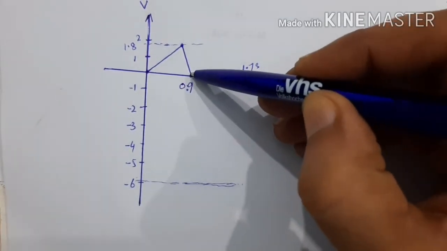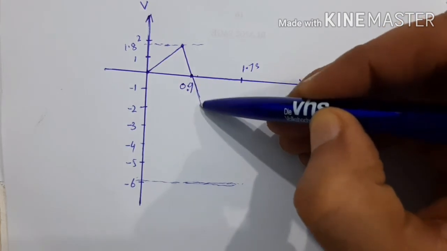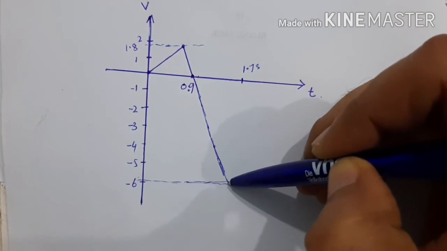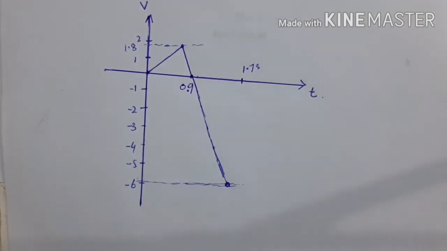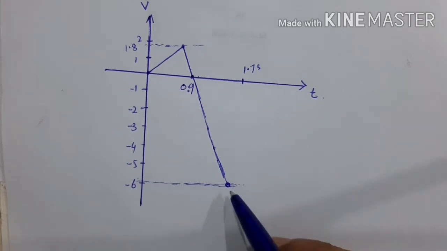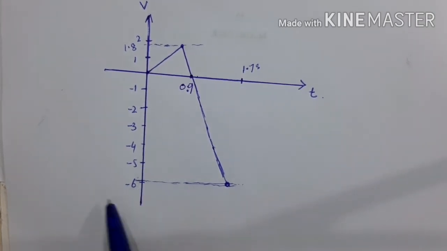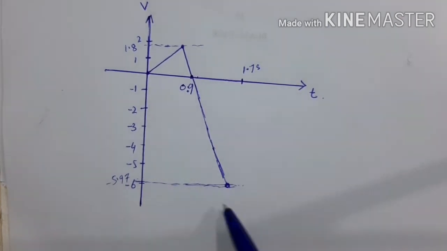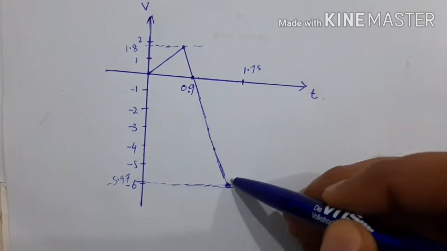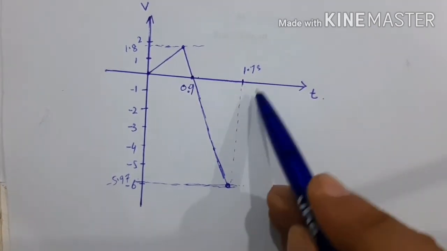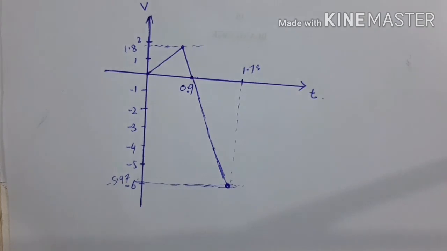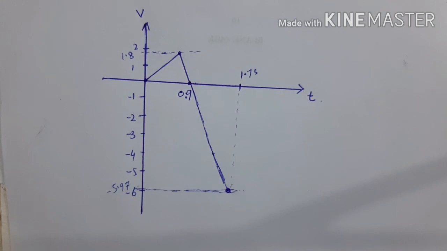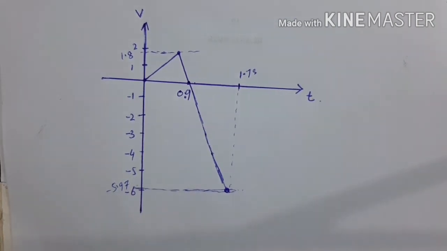So this graph will come downwards like this. So this is the point where the particle hits the ground. This is 5.97. Minus means in the other way, the backward direction, and this is the time. So at time 1.7 seconds the particle actually hits the ground. So this is the graph of particle A throughout the flight.